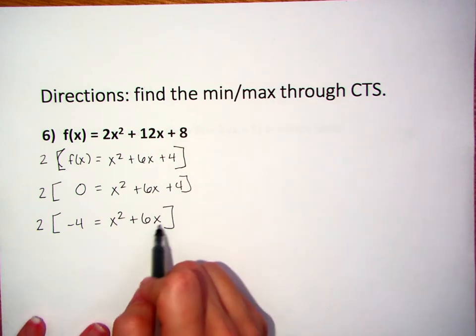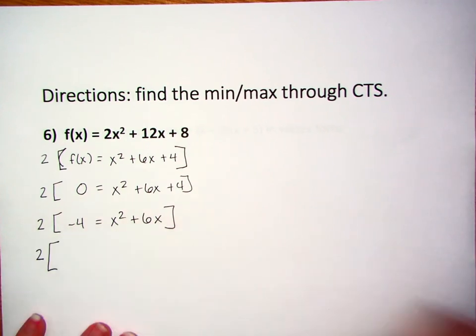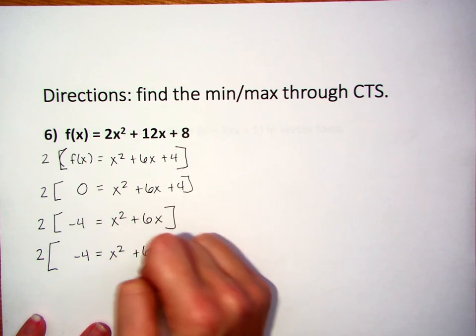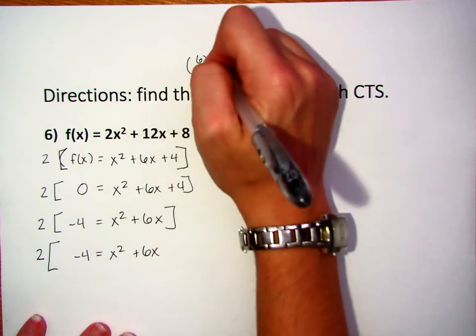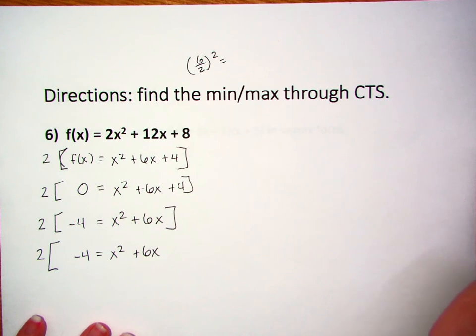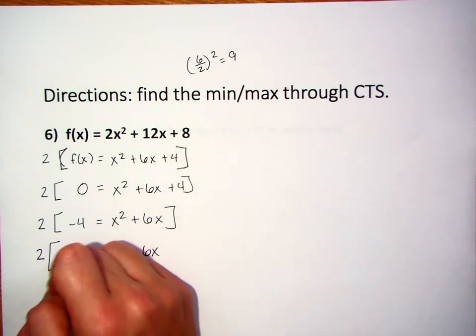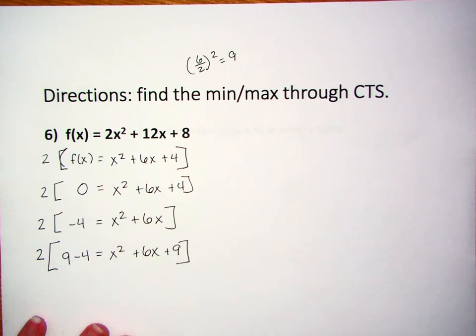Now I'm going to make this a perfect trinomial square. So I still have that 2 that's just hanging out here. I still have that negative 4 equals x squared plus 6x. So we want to take that b, divide it by 2, and square it. So 6 divided by 2 is 3. 3 times itself is 9. So that's what we want to add to both sides. So we'll add 9 to this side and this side. And we're going to clean it up.